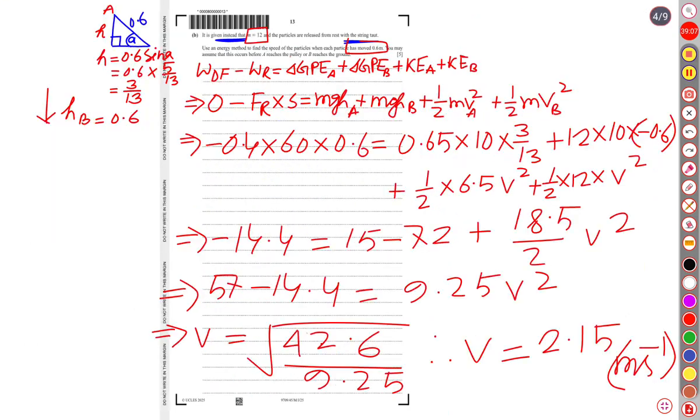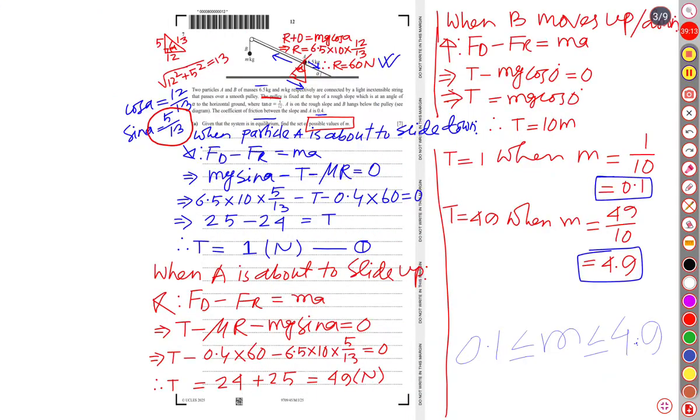Let me show the second part again. Yes, this is the second part. Simply, we have applied the work energy equation, and for the first part, there are two cases. One is when a particle is held in equilibrium. The particle may be about to slide down, or about to move back, I mean slide up.